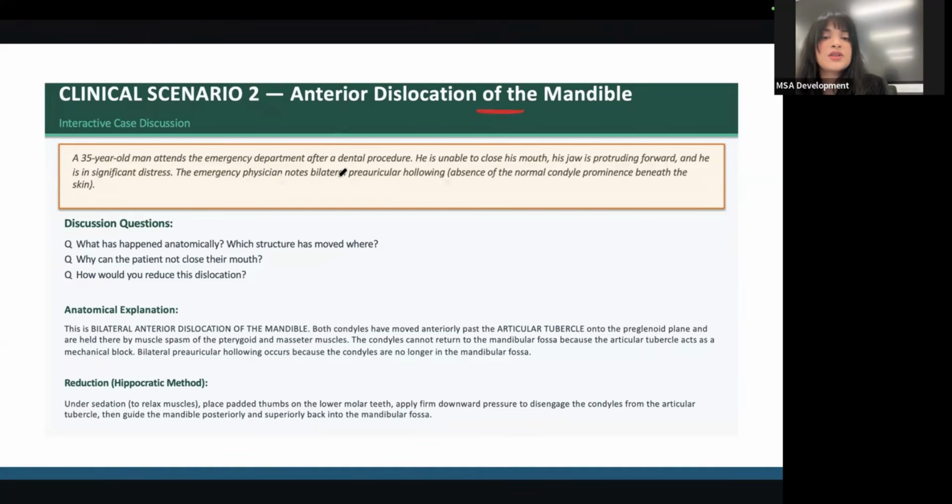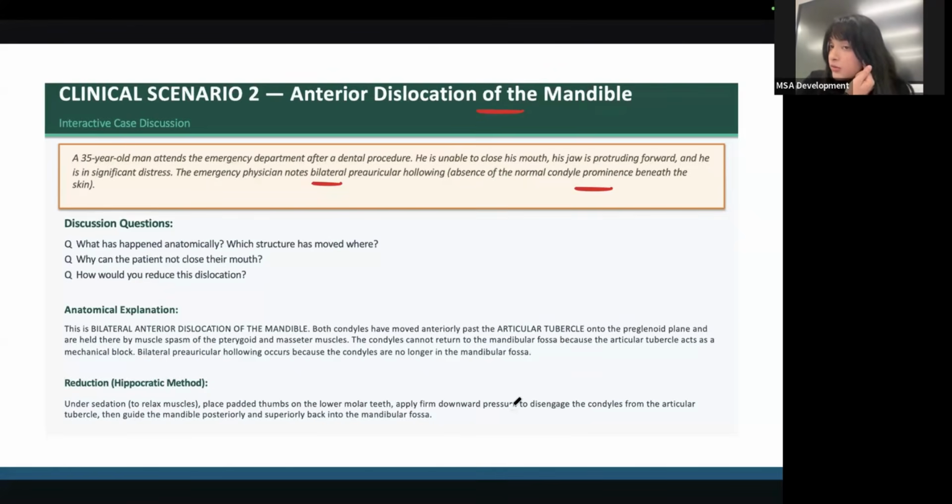So the emergency physician notes bilateral preauricular hollowing. So in front of the ear, there's hollowing. Absence of normal condyle prominence. What has happened? Why can't they close their mouth? And how would you reduce the dislocation? So this is bilateral anterior dislocation of the mandible. Both condyles have moved anteriorly past the articular tubercle onto the preglenoid plate.